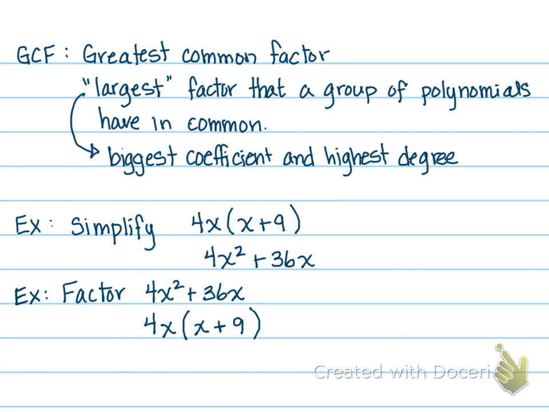So we're literally undistributing. We identify what they have in common, and then we pull it out of each term, and what's in the parentheses is like our leftovers, what we're left with in each term once we take that factor out. So let's do a couple more.